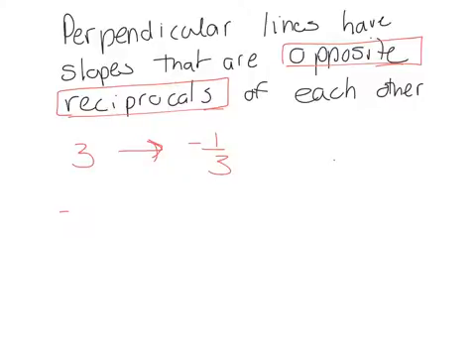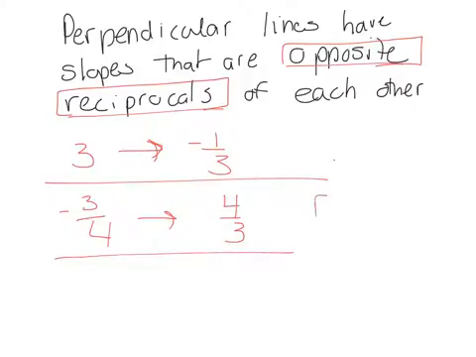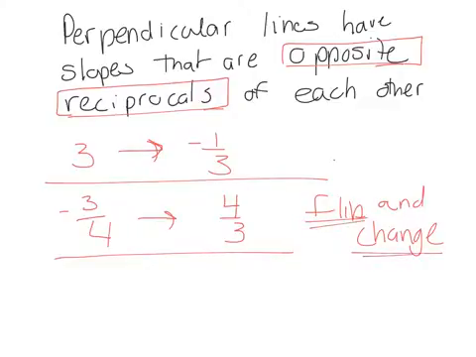If I start out with negative 3/4 as my first slope, then for a perpendicular line, I'm going to flip the fraction and change the sign. So it becomes positive 4/3. So every time you're going to flip and change. You're going to flip the fraction and then change its sign. So if I start out with negative 1/2, the line that's perpendicular to it would be positive 2.